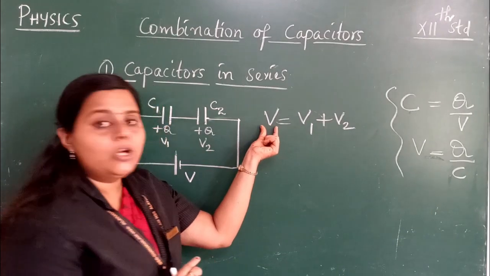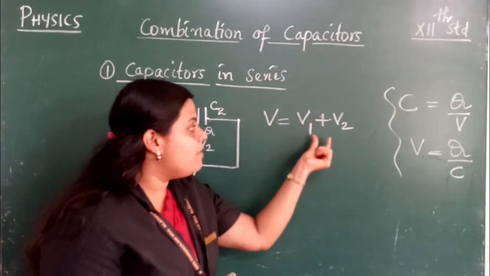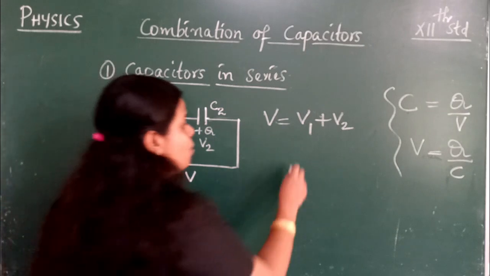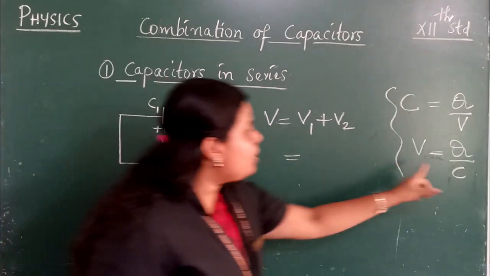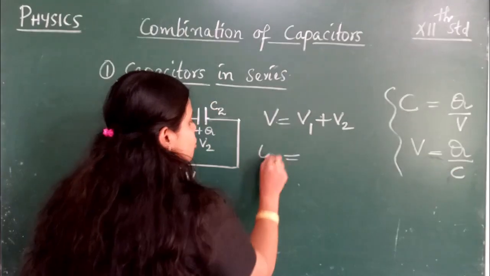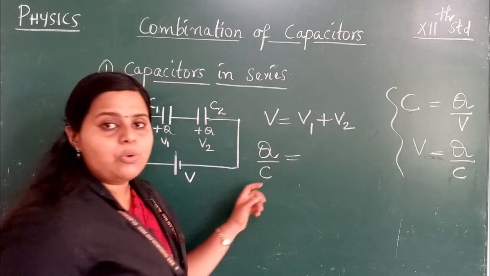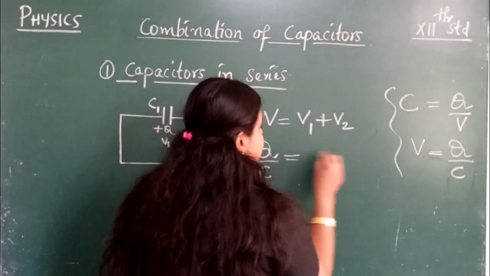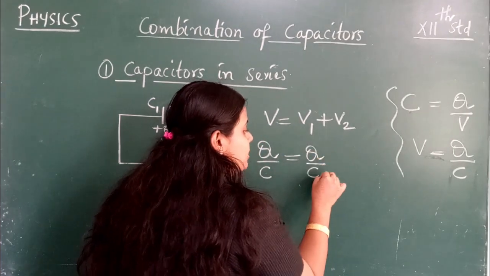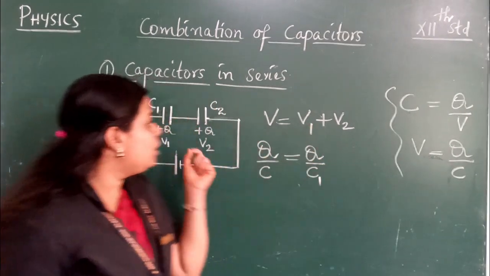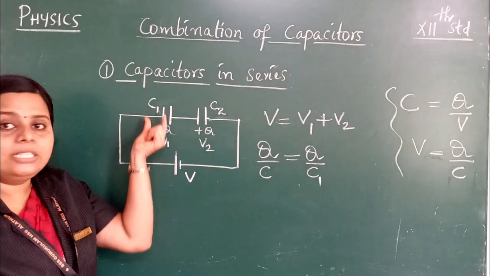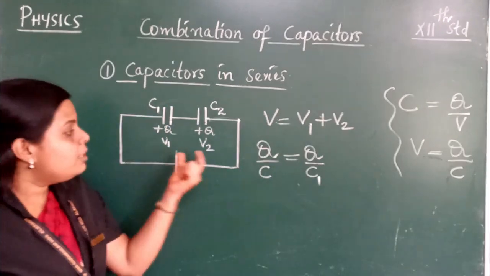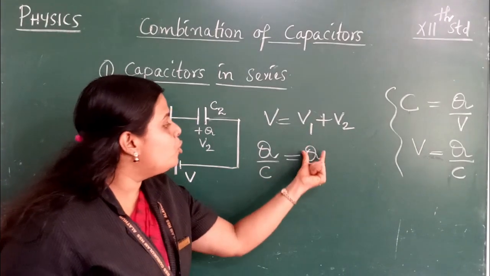So the total potential difference V is equal to V1 plus V2. Now what is V? Yes, from this expression V is equal to Q by C, right? So V is equal to Q by C. And what is V1? Yes, V1 is Q by C1. V1 is the potential difference across the capacitor C1, right? So V1 is equal to Q by C1.